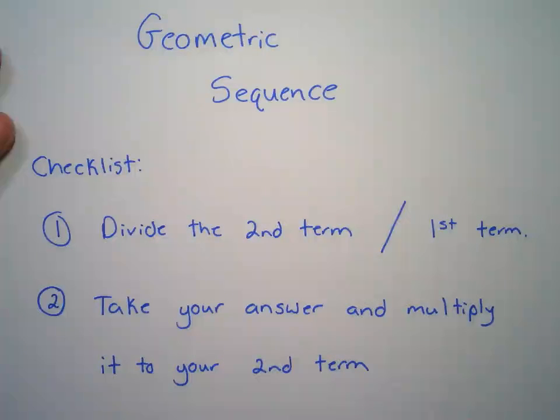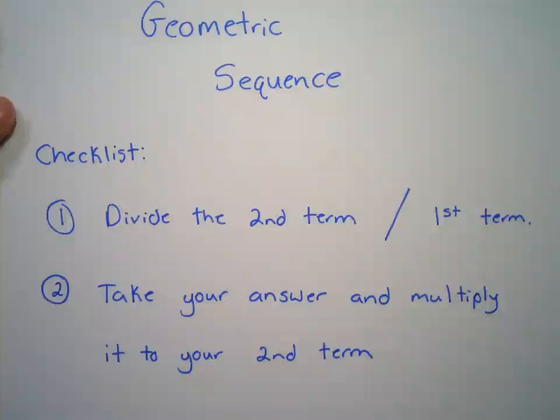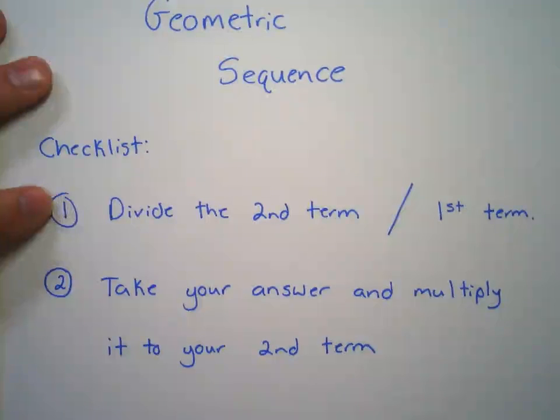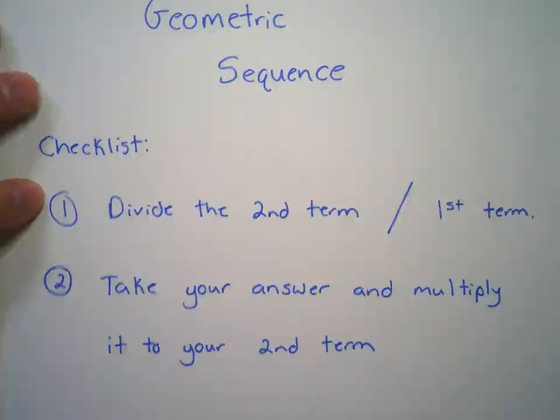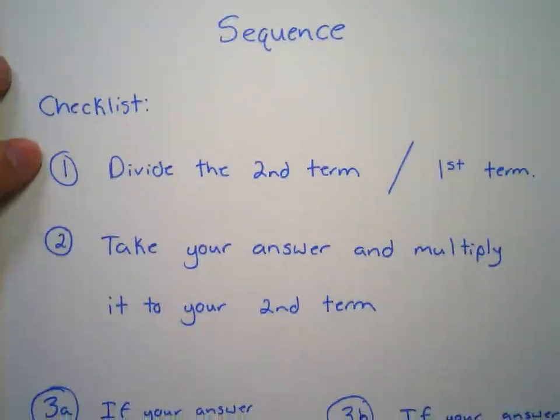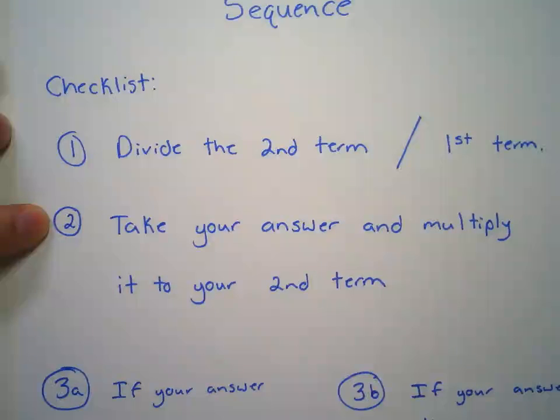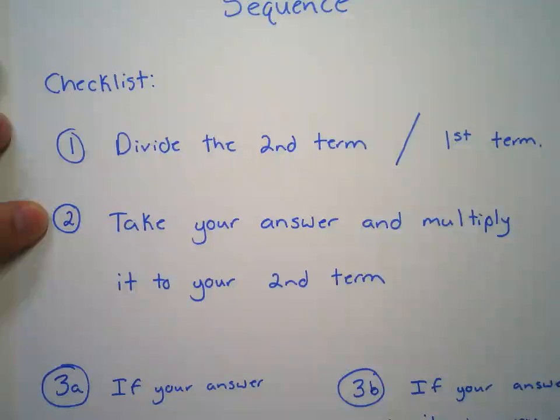All right, now we're going to take a look at geometric sequences. Here's a checklist for that. First thing you're going to do, divide the second term by the first term. You're going to get an answer. With that answer, you're going to multiply it to your second term.